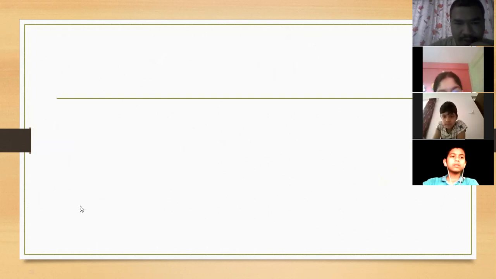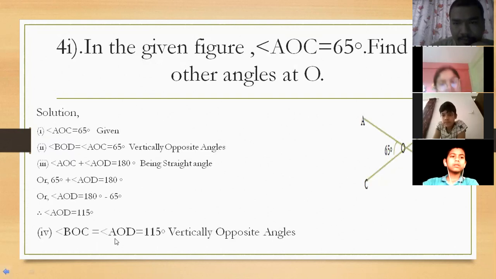Then what will be the value of BOC and AOD? 115 degrees, being vertically opposite angles. Okay, Sarah?